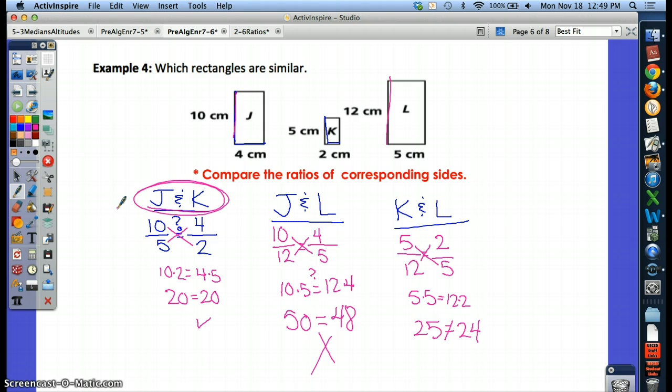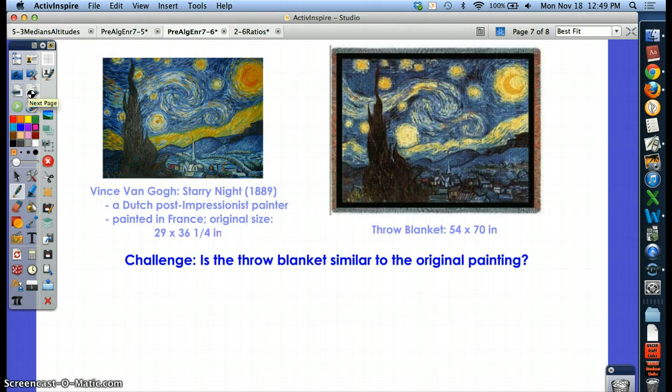Last question, if you want to try it, this is optional, this is just completely a challenge, is I have the dimensions of Vincent Van Gogh's Starry Night with a throw blanket, and I wanted you to compare to see if the throw blanket is similar to the original painting. I'll post the answer on Blended Schools.